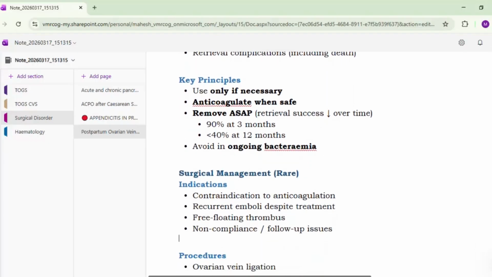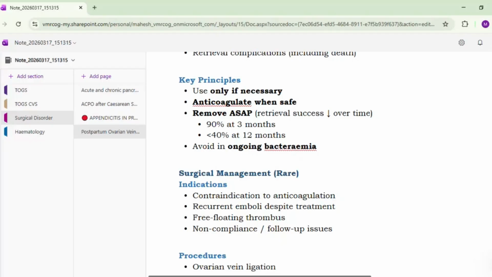Okay, so use only if necessary. Anticoagulate when safe. Remove as early as possible. Retrieval success decreases over time: 90% at 3 months and less than 40% at 12 months. Or avoid in ongoing bacteremia. So filters are to be removed as early as possible.